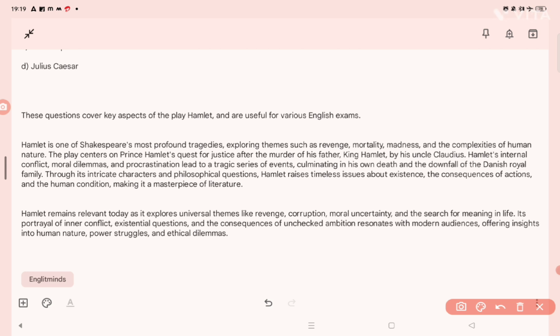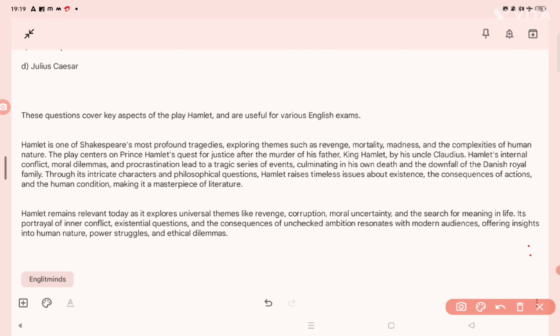Hamlet's internal conflict, moral dilemma, and procrastination lead to a tragic series of events, culminating in his own death and the downfall of the Danish royal family. Through its intricate characters and philosophical questions, Hamlet raises timeless issues about existence, the consequences of action, and the human condition, making it a masterpiece of literature.